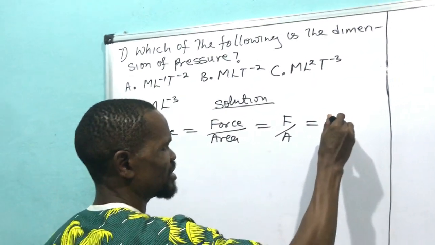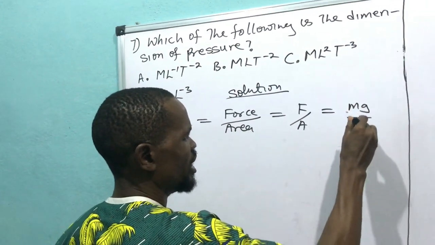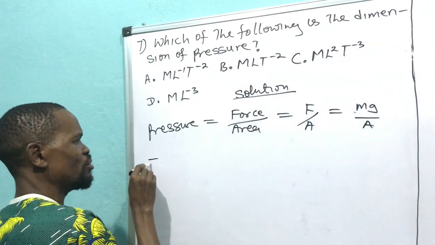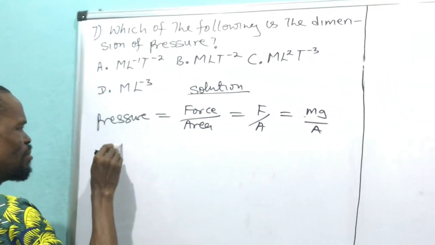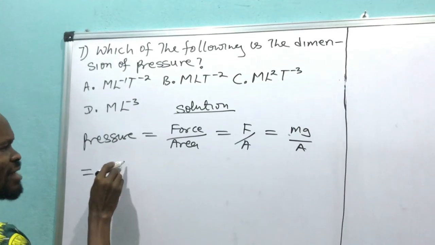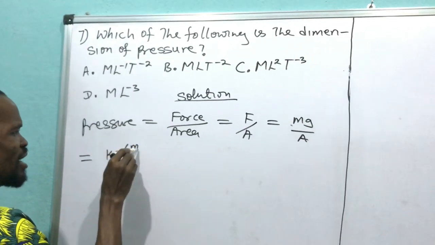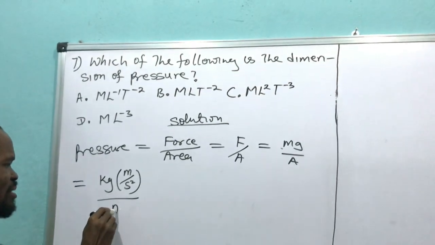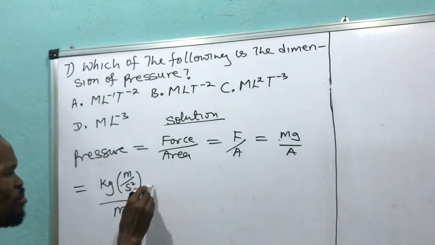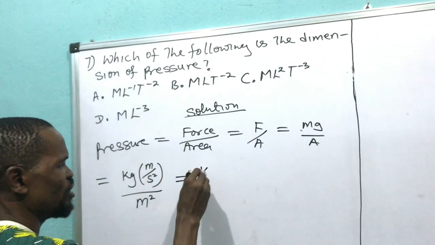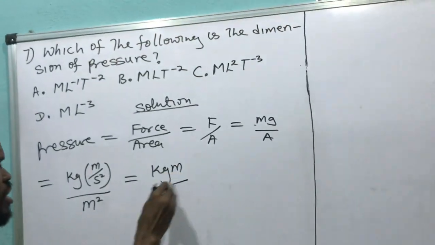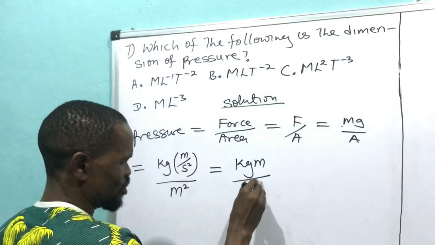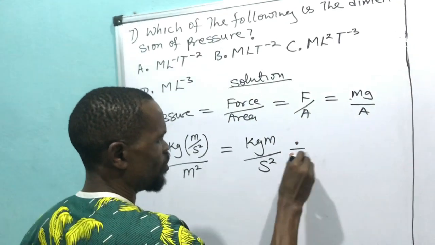Mass times acceleration over area. The mass is in kilogram, and acceleration is in meter per second squared, and my area is meter squared. I can now move to have this be kilogram, meter, all over second squared, divided by meter squared.